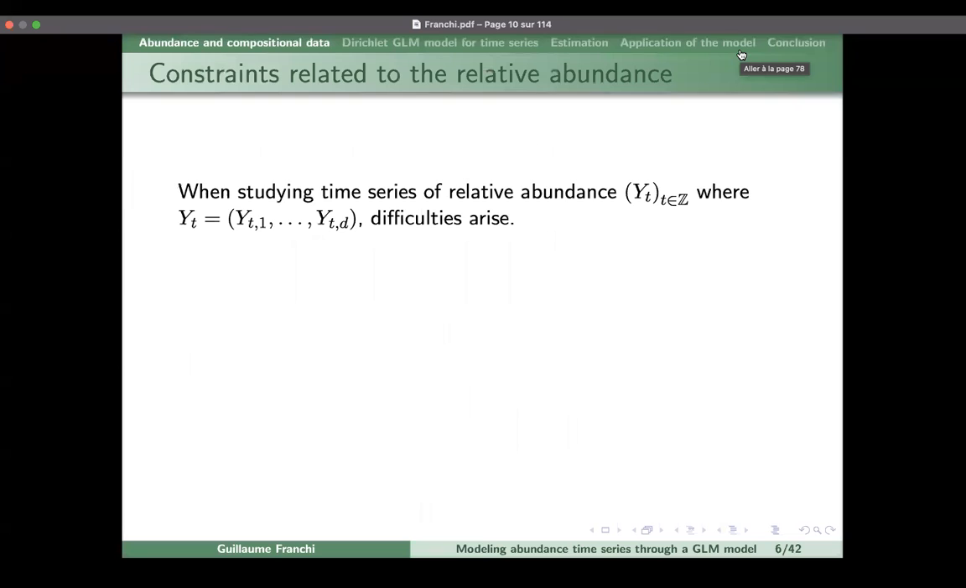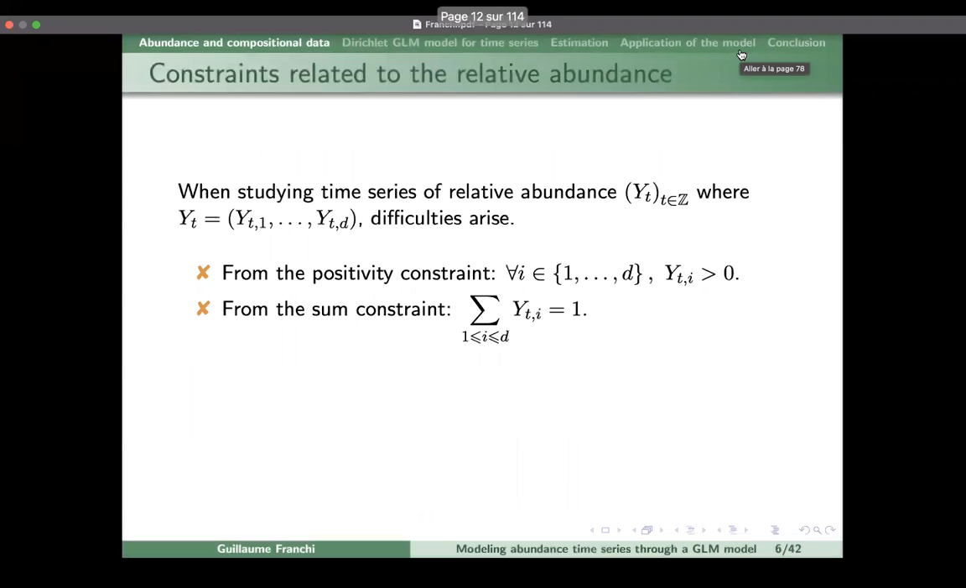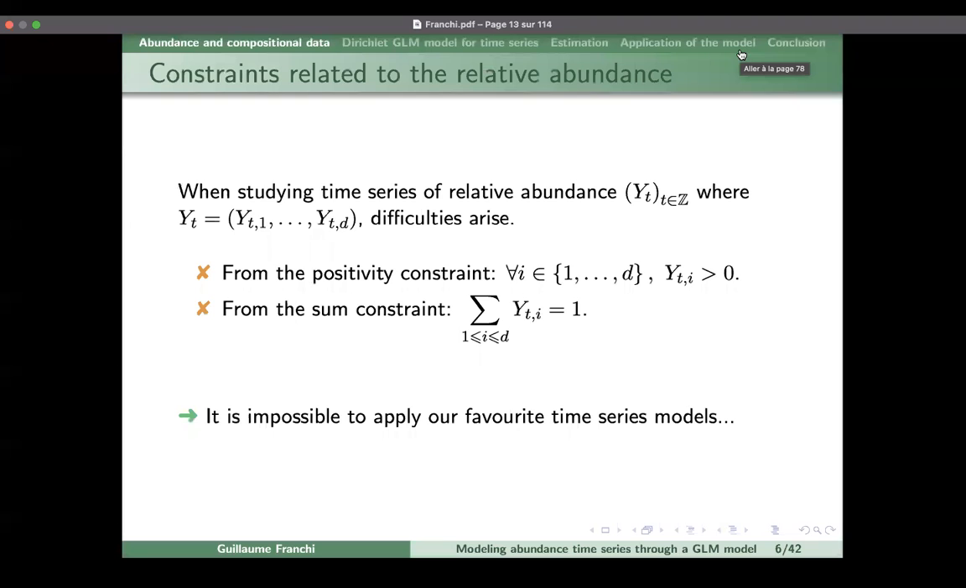Okay, so if you want to study a time series of relative abundance, denoted Y_t here, with these species, there are difficulties that come from the positivity constraint. Every component must be positive, and the sum constraint. So you cannot apply any kind of time series model with this kind of data set. For example, if you take a VARMA model, you may have some fitted values that are negative, and it has absolutely no sense to have a relative abundance which is negative. You cannot have a negative proportion for your species in the ecosystem.